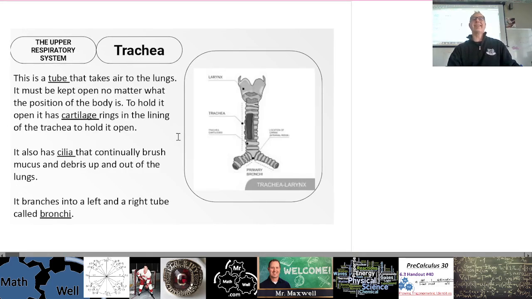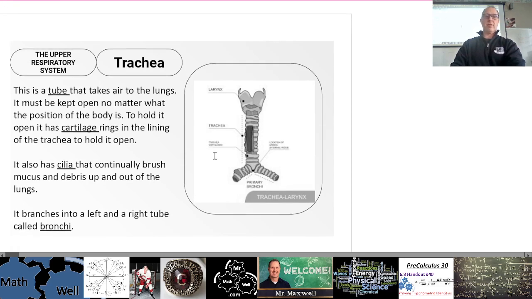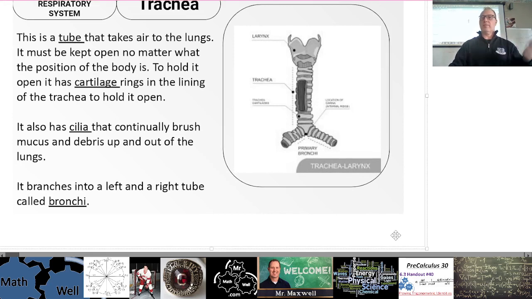All right, the trachea. This is a tube that takes air to the lungs. It must be kept open no matter what the position of the body is. To hold it open, it has cartilage rings in the lining of the trachea. It's an amazing design feature, like a stiff support, and it only collapses after an accident or some trauma. So it's meant to stay open the whole time, so you can breathe even while you're lying down or sleeping.